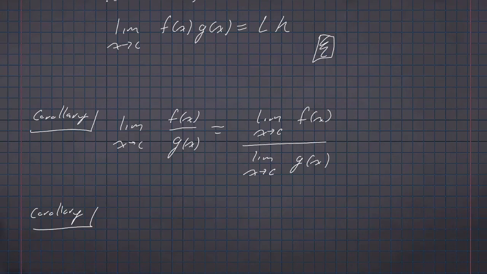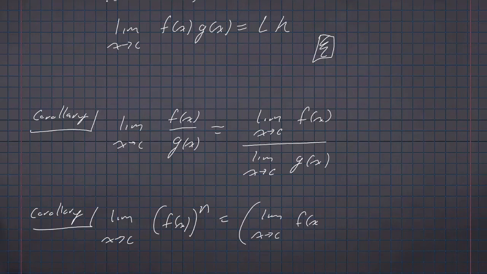And then I have a corollary, the limit as x goes to c of f of x raised to the n power is the limit as x goes to c of f of x, all raised to the n power. And you can prove this one pretty quickly by applying the product rule n times, or I guess n minus 1 times. So with that, we now have the tools to deal with limits involving multiplication, division, and powers. So if we take a polynomial or a rational, we should be able to evaluate the limit no problem.